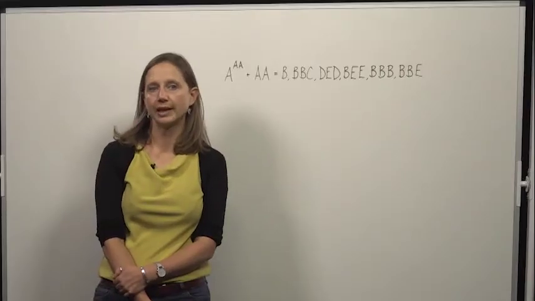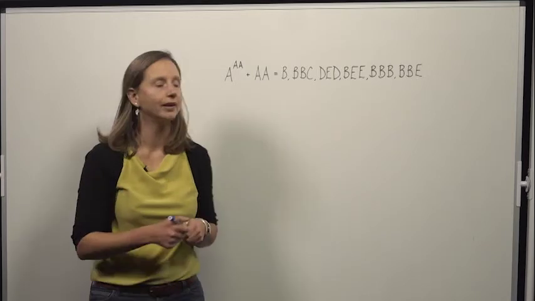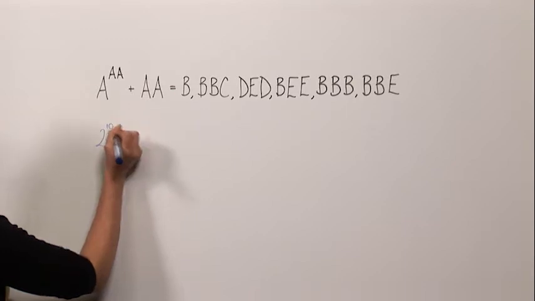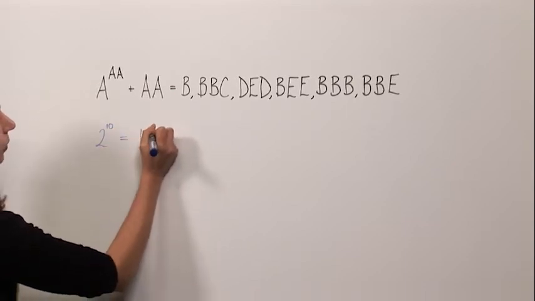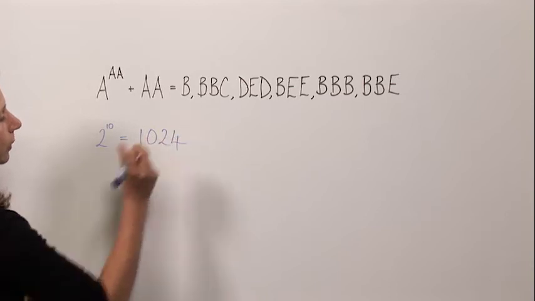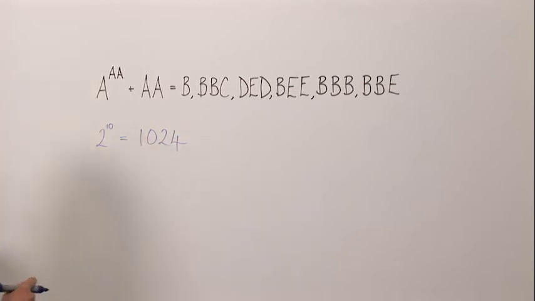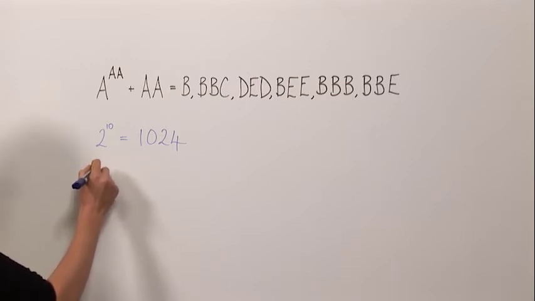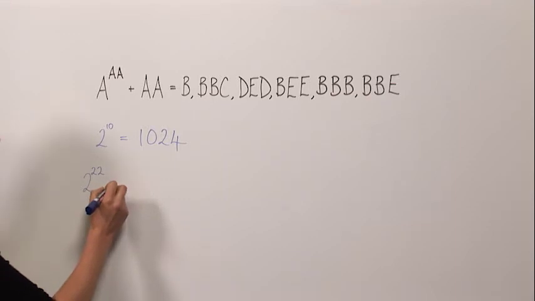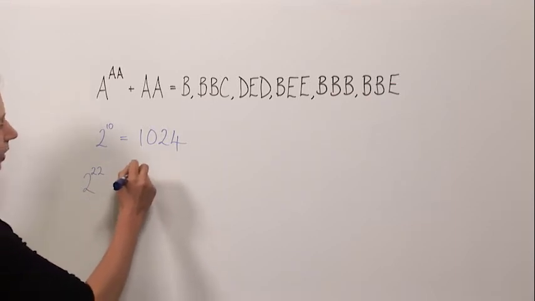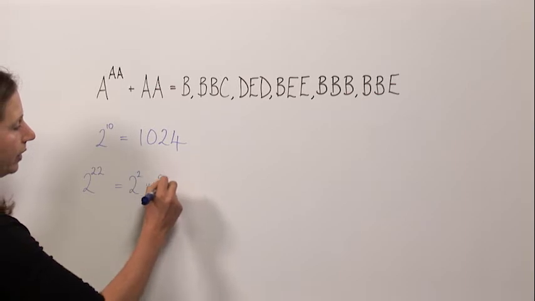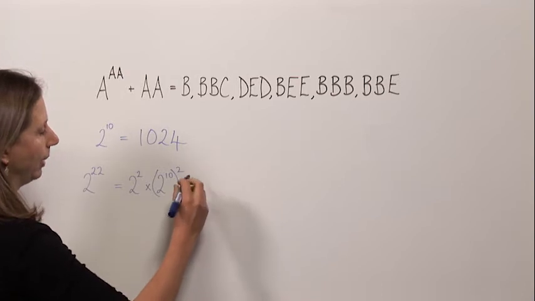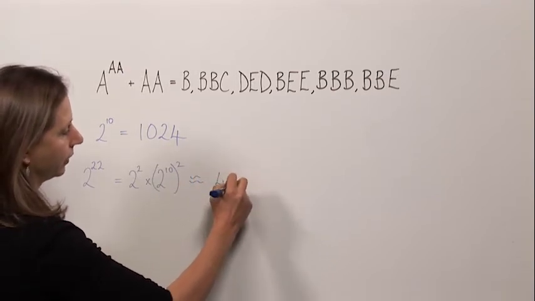So let's start by getting a feel for how big A is. It's a useful fact to know, not just for BMO, but in life, that 2 to the 10 is equal to 1024. And we're going to use this to investigate the possibilities for A. Let's start by thinking about how big 2 to the 22 is. Well, 2 to the 22 is equal to 2 squared times 2 to the 10 squared, and that's about 4 million.